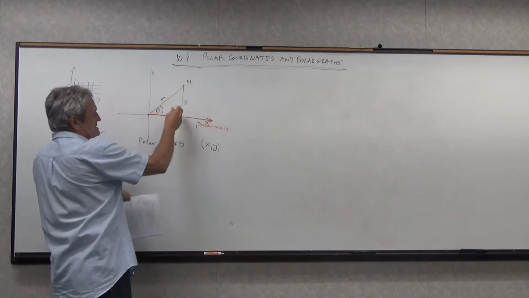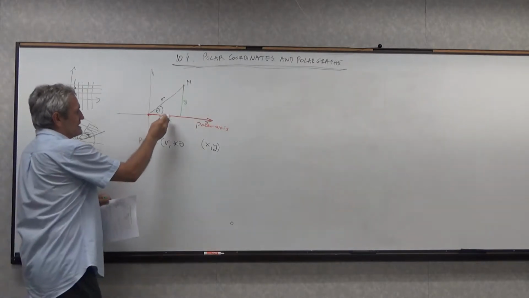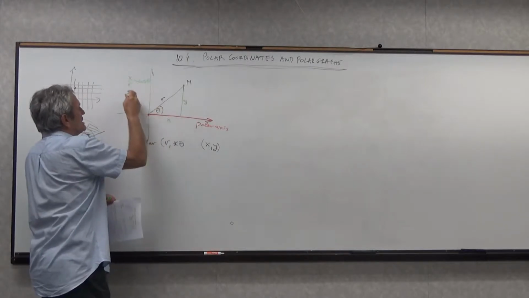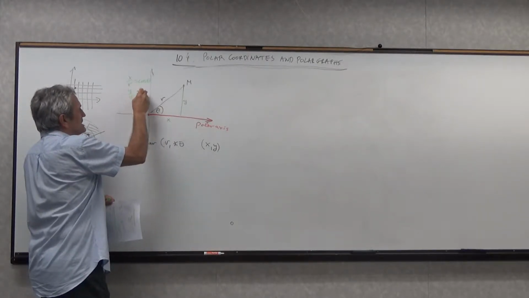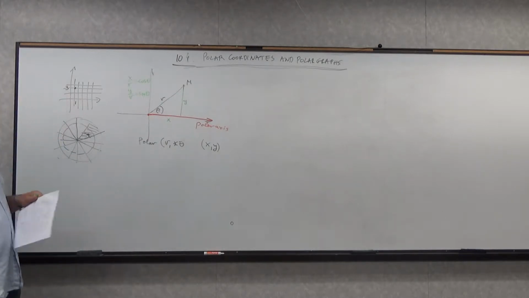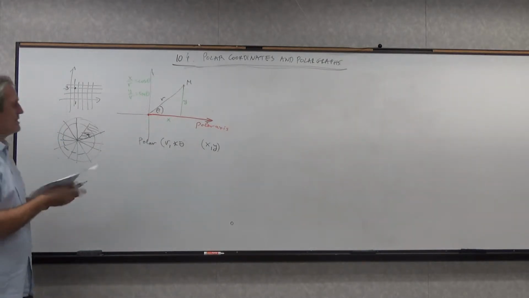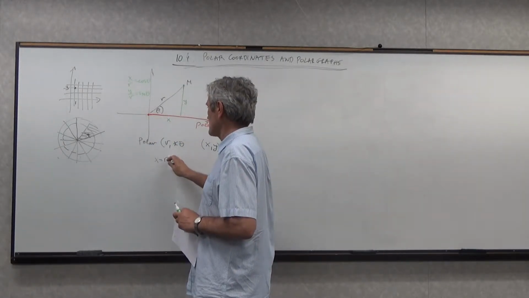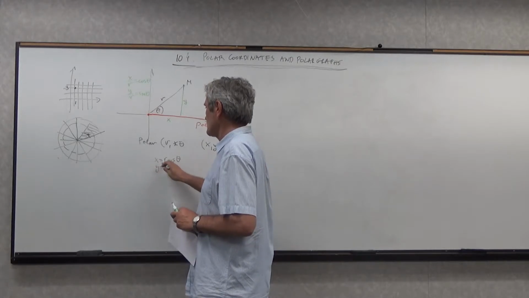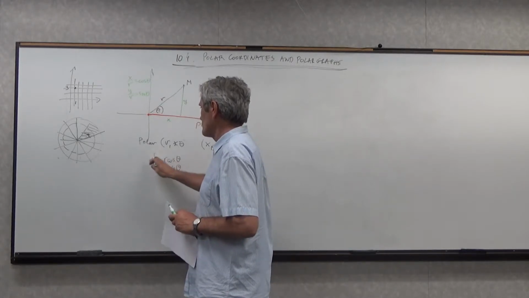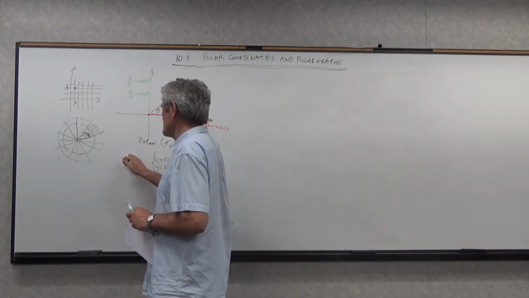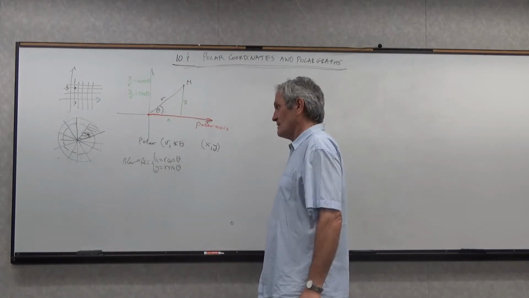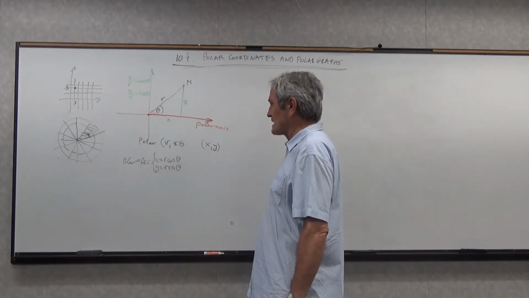This is X. Simple triangle geometry tells you that X over R is cosine theta, and Y over R is sine theta. So if you solve for X and Y, you have the following formula. If I have R and theta, then X equals R cosine theta, Y equals R sine theta. So to go from polar to rectangular, that's very easy. The backwards process is slightly more complicated.